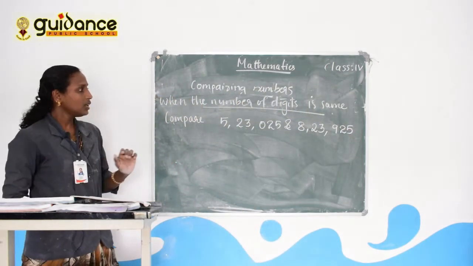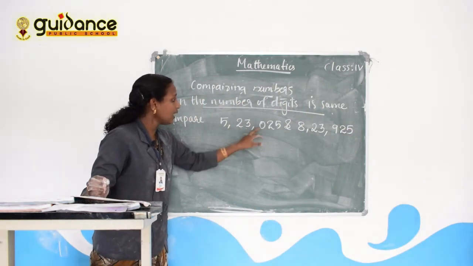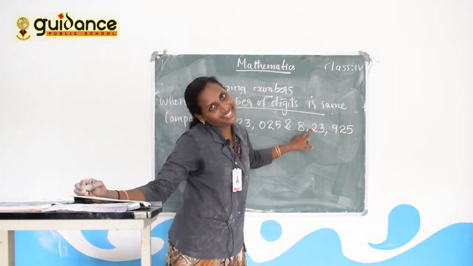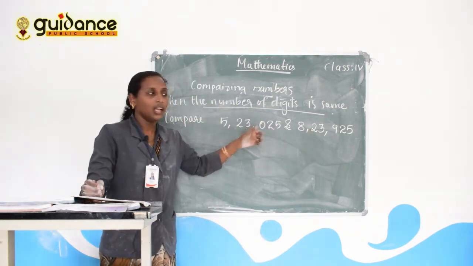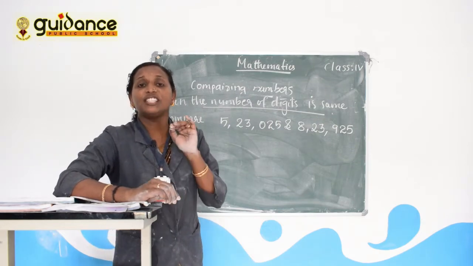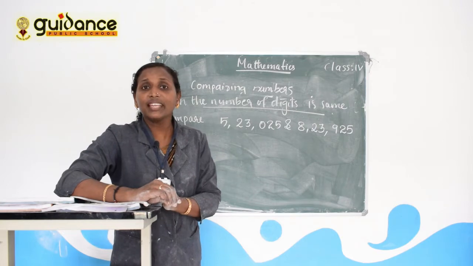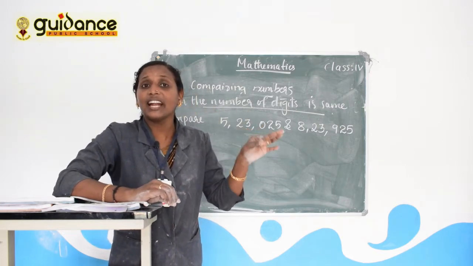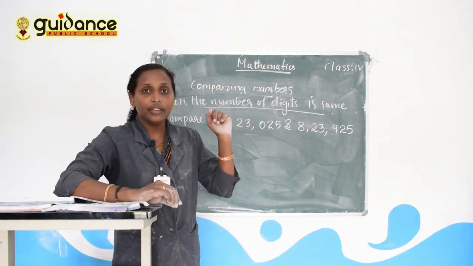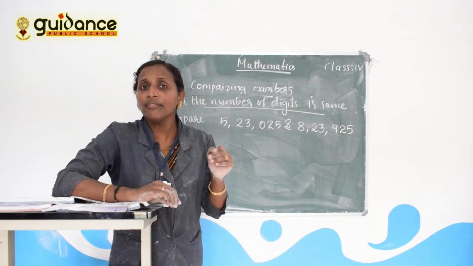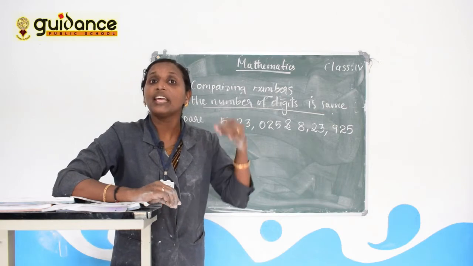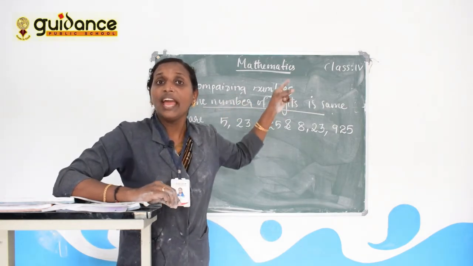So look at this question. It is a 6-digit number and also this is a 6-digit number. Both numbers have 6 digits. We compare the numbers with equal digits. We compare each digit starting from the extreme left.